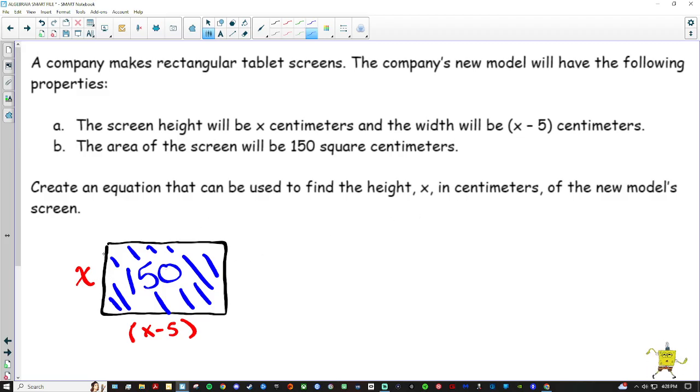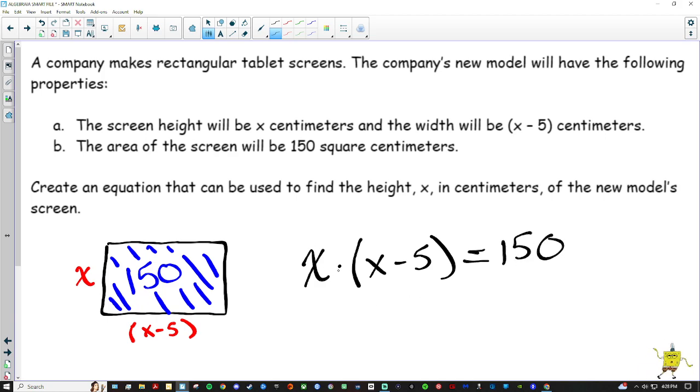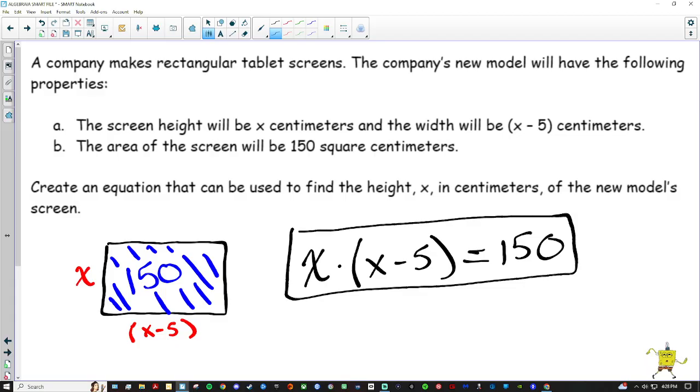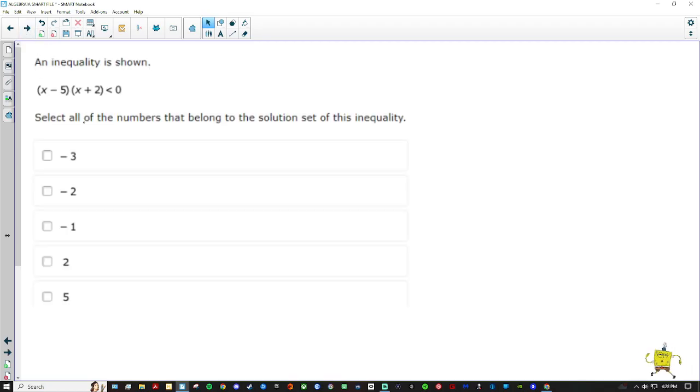To find the area of a rectangle, it is height times width, or width times height. So I'm going to take X times X minus 5 equals our area. And our area was 150. Okay? I can leave it like this. I could do the distributive property, but it just says to create an equation. And that's what we did. Create an equation. Height times width equals area. X times X minus 5 equals 150. And we are done. Next question.